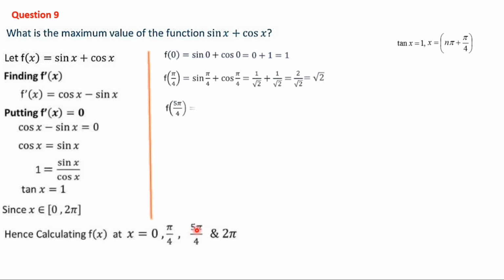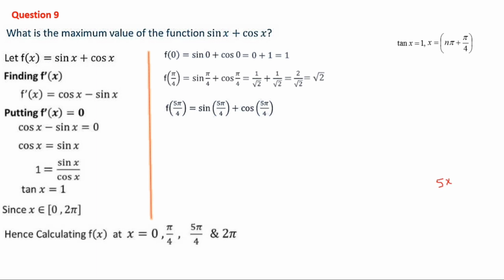Then the third one is 5 pi by 4. F of 5 pi by 4 is equal to sin 5 pi by 4 plus cos 5 pi by 4. Here we have to do a little bit of calculation. 5 pi by 4 means we can calculate it as 5 into 45.